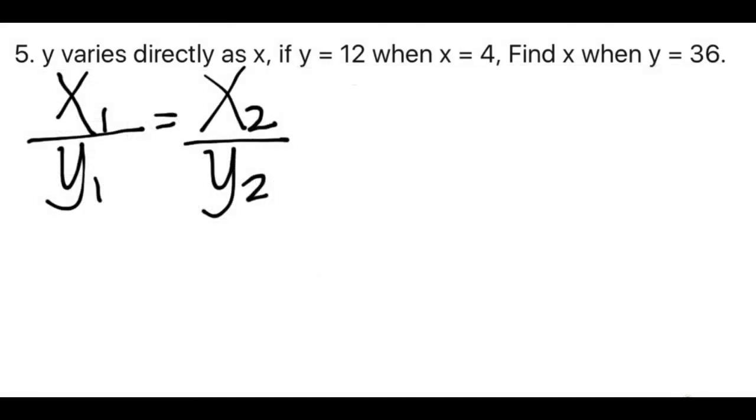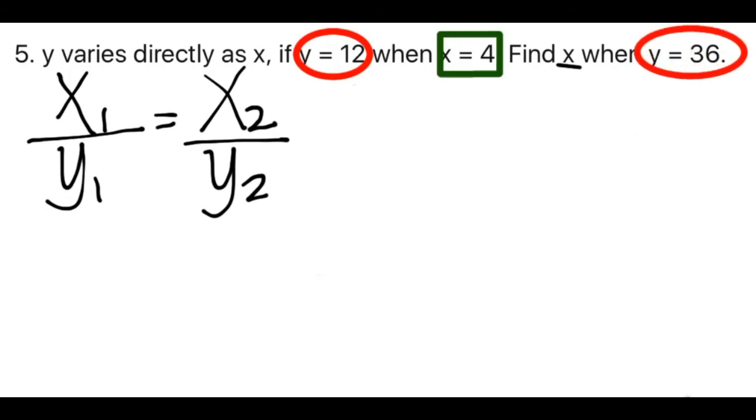Isa pang paraan kung paano natin masosolve yung problem is by using this formula. x sub 1 over y sub 1 is equal to x sub 2 over y sub 2. So, yung x sub 1, kukunin lang natin yung first value ng x, which is yung 4. And then, yung y sub 1, yung unang value ng y, which is yung 12. And then, yung x sub 2, yung pangalawang value ng x. But since we don't have the value of x, yun yung hahanapin lang natin. And then, yung y sub 2 is yung pangalawang value ng y. So, i-substitute lang natin lahat dun sa formula.